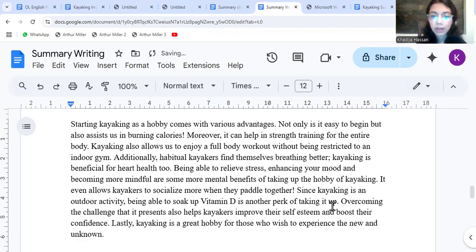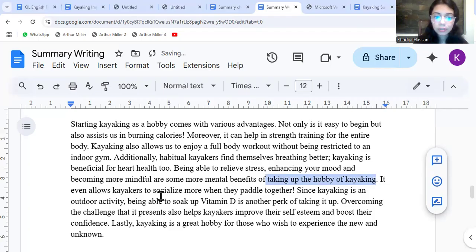Additionally, habitual kayakers find themselves breathing better. Kayaking is beneficial for heart health too. Now, if somebody had written here, elite kayakers breathe much better, that doesn't fit into your summary, which is about taking up kayaking as a hobby. So I've shifted it to habitual kayakers. People who do it consistently find themselves breathing better. Kayaking is beneficial for heart health too. Being able to relieve stress, enhancing your mood, and becoming more mindful are some more mental benefits of taking up the hobby of kayaking. So this is me reiterating the topic, which I did in the beginning.